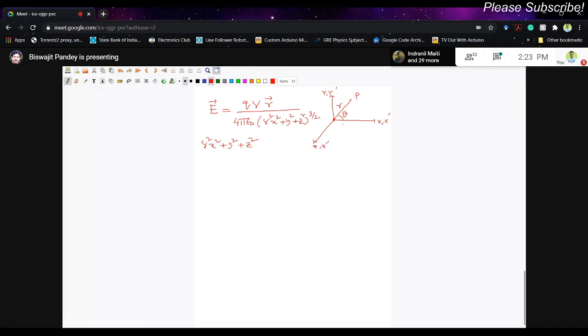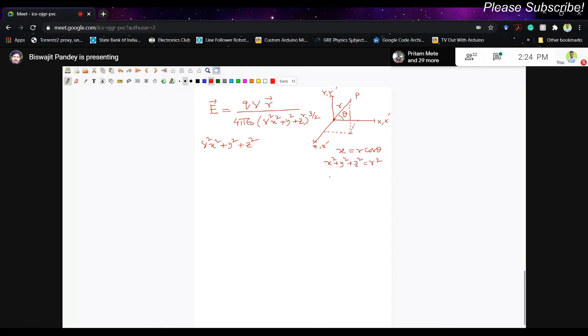This is r. Now, if I drop a perpendicular from this, you can decipher the components, because this will be x, this will be z, this will be y. So if I ask you what is the x component, x will be simply r cos theta, right? Now you see x square plus y square plus z square will always be r square, right? There is no doubt about that. It will always be r square.